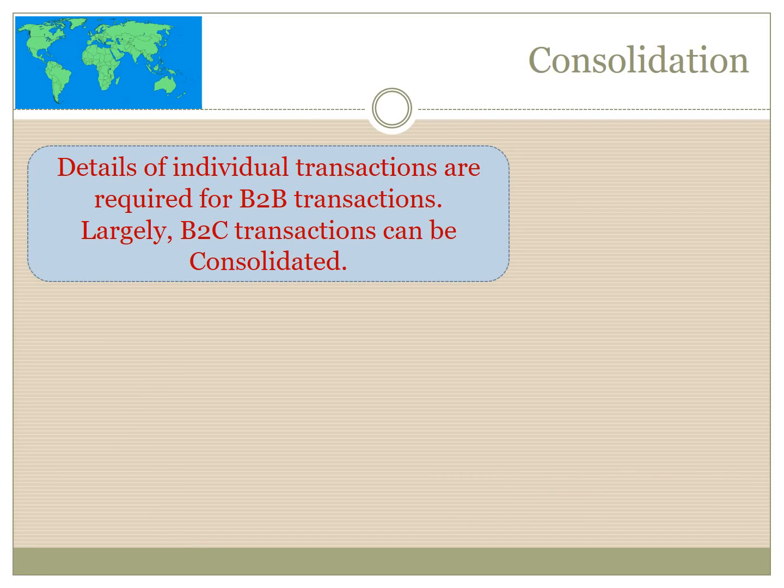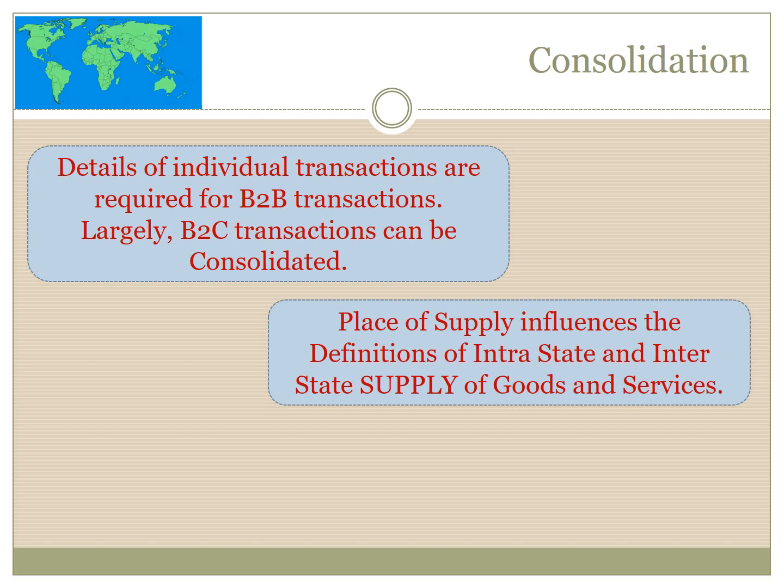Supplies to registered dealers have to be entered in the returns individually because of the matching concept, which involves tracing the transactions to the recipient. But for supplies to unregistered dealers, where there is no question of the recipient claiming input credit, the transactions can be consolidated. Place of supply influences the definitions of intrastate and interstate supply of goods and services.